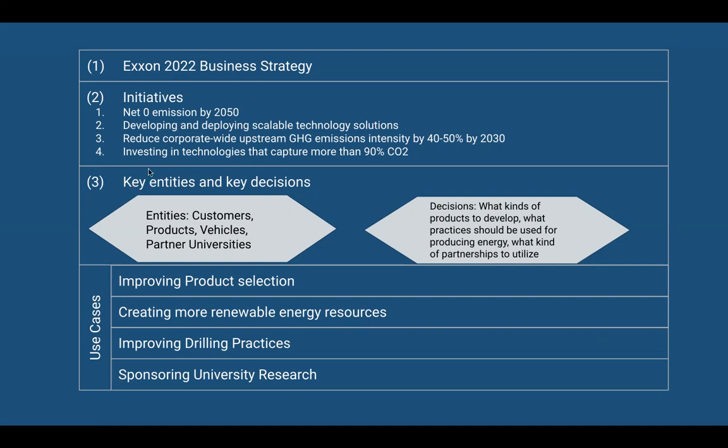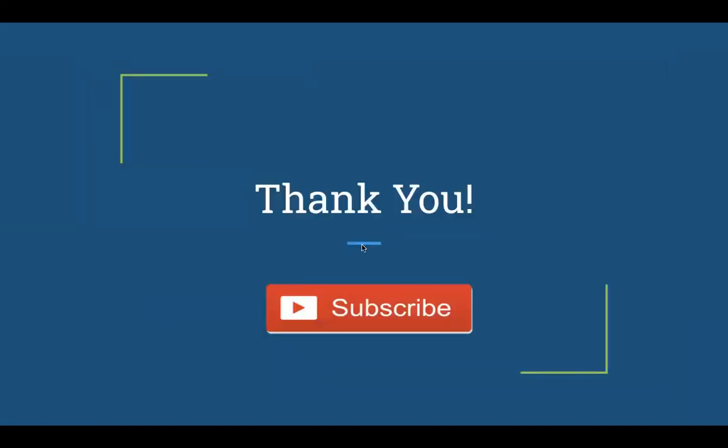The third part of this is key entities and key decisions. Our entities on the left are our customers, products, vehicles, and partner universities. The decisions we have to make are what kind of products to develop, what practices should be used for producing energy, and what kind of partnerships to utilize. We have our use cases down here: improving product selection, creating more renewable energy sources, improving drilling practices, and sponsoring university research. That is going to be it for Use Case 3.